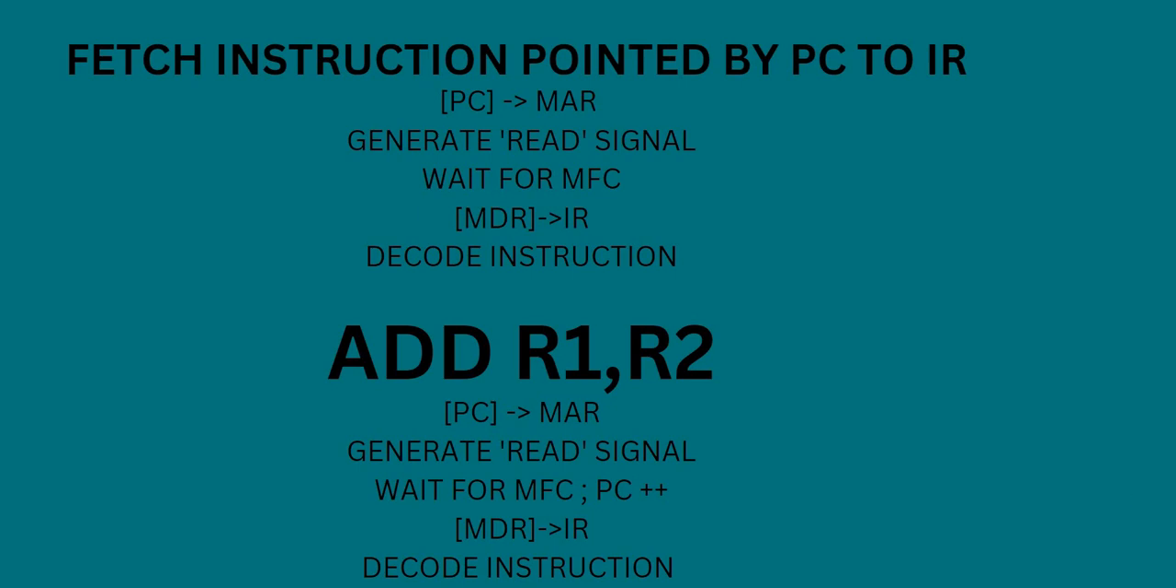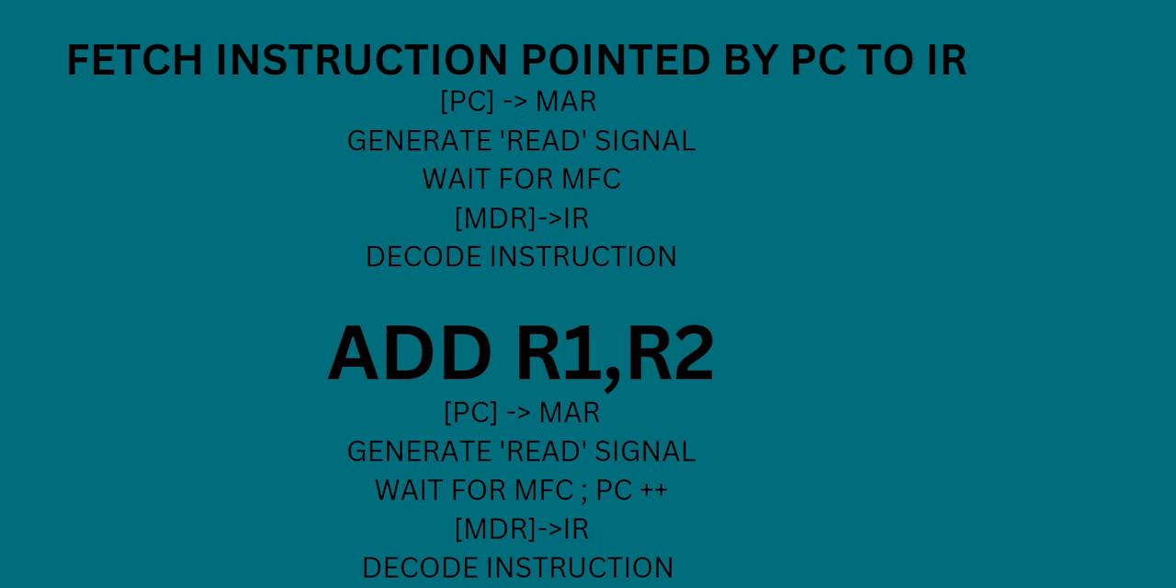Now as we saw in the previous slide, the first step was to fetch the instruction pointed to by PC to IR. So how do we go about doing this? To do this, the first step that we will have to undertake is to transfer the contents of the program counter register to MAR. So whatever address is stored in the PC, we will transfer that to the memory address register and we will generate the read signal. So we will tell the MAR to go into the memory and hunt for this location that was stored in the program counter and check what content is stored at that location.